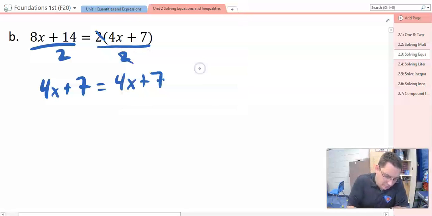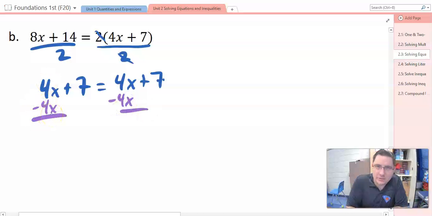Let's see the next step here. So our next step, like the previous problem, right? We want to get the x's together on the same side. And so I've got 4x and I've got 4x, and so they're the same. So we're going to subtract the 4x and we're going to subtract the 4x. So 4x minus 4x is 0, so that cancels. And 4x minus 4x is 0, so that cancels, right? And so I end up with 7 equals 7.